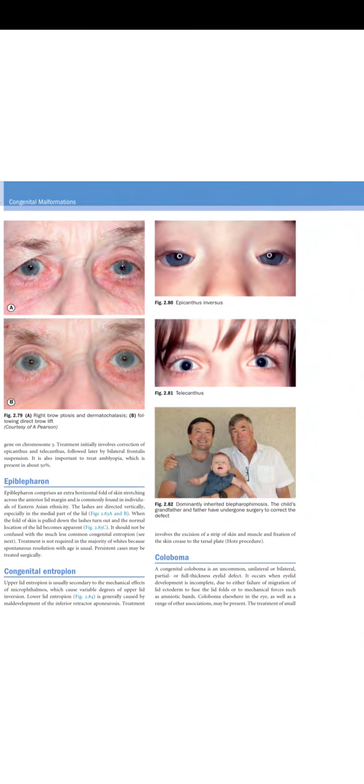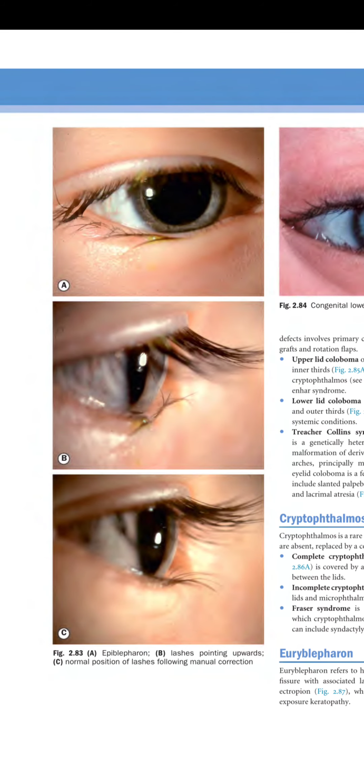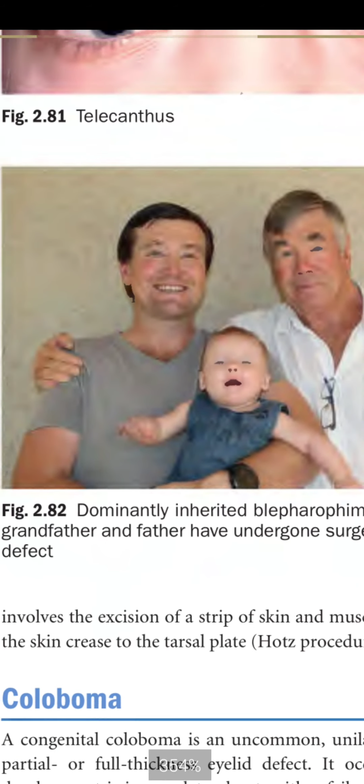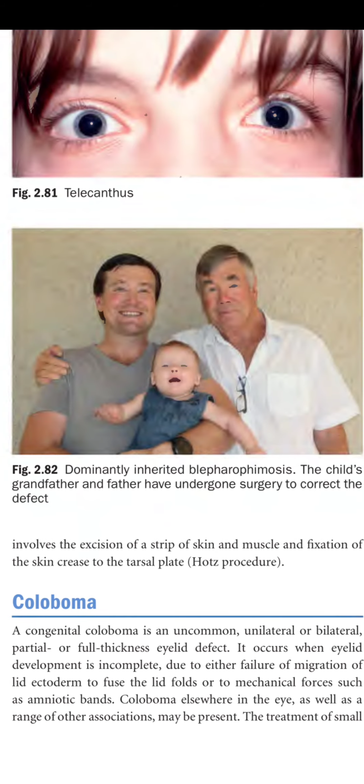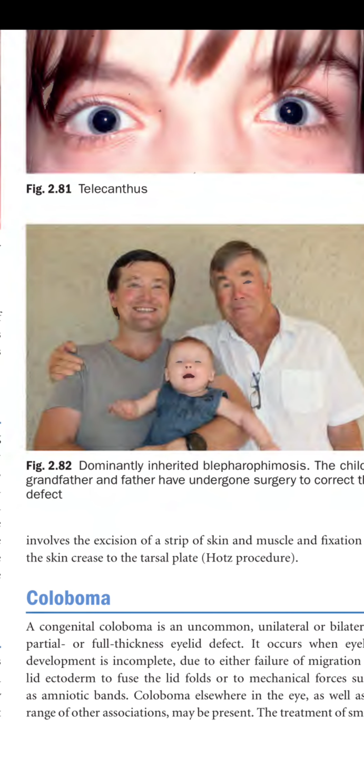So in cases of epiblepharon, there will be an extra fold of skin present on the anterior lid margin. So what will it cause? It will cause inversion of the lashes, and basically with age it settles down, but sometimes surgical correction is necessary. So this is also showing us blepharophimosis ptosis syndrome. Dominantly inherited blepharophimosis: child, grandfather and father have undergone surgery to correct the defect. So basically it is an autosomal dominant condition.